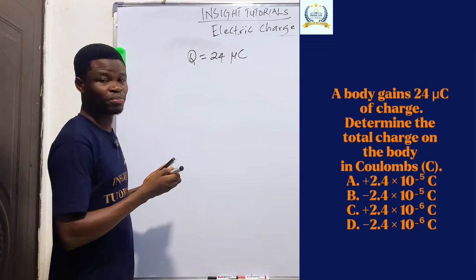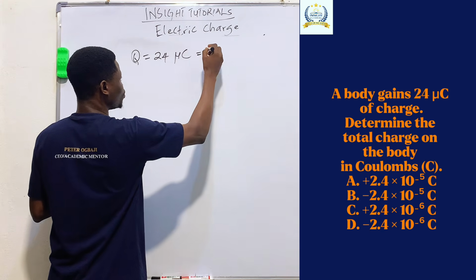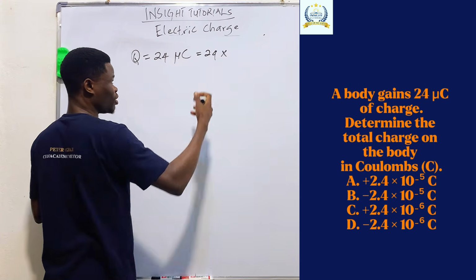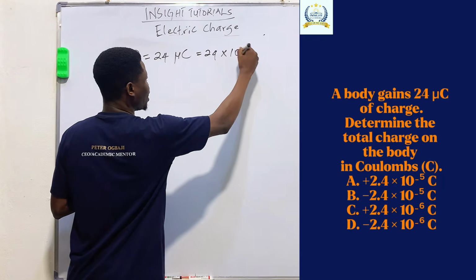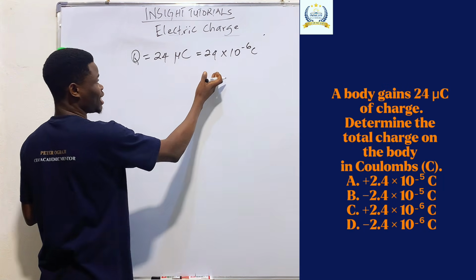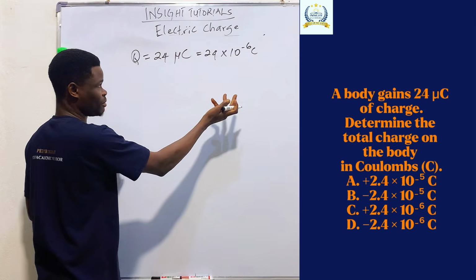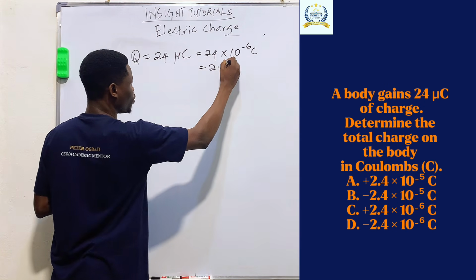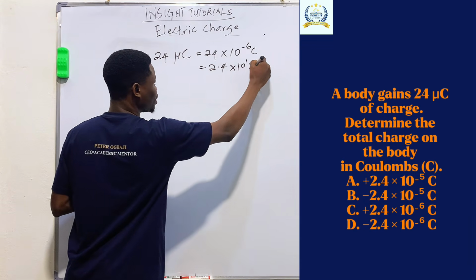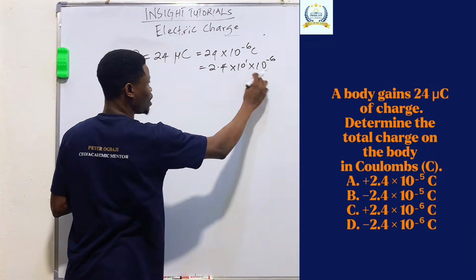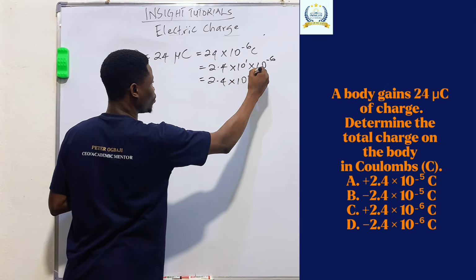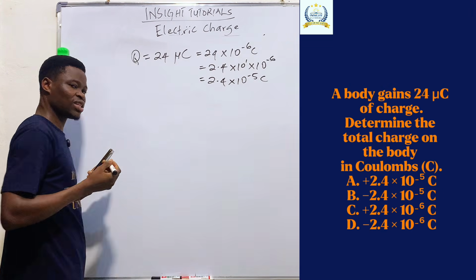What we're going to do is simply do a conversion, which is 24 times 10. Now we're going to convert microcoulomb to coulomb because our answer should be in coulomb. It's going to be 10 raised to the power of minus 6 coulomb. And if you write this in standard form, in one decimal place, it's going to be 2.4 times 10 to the power of 1 times 10 raised to the power of minus 6. And if you do this, it's going to be 2.4 times 10 raised to the power of minus 5 coulomb.